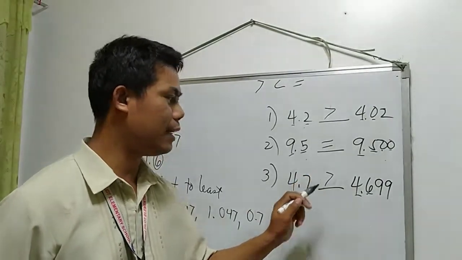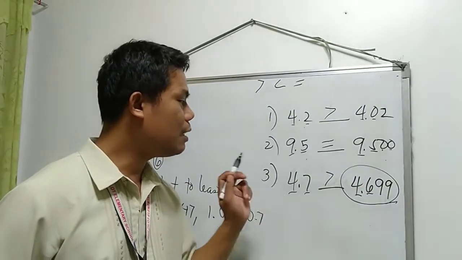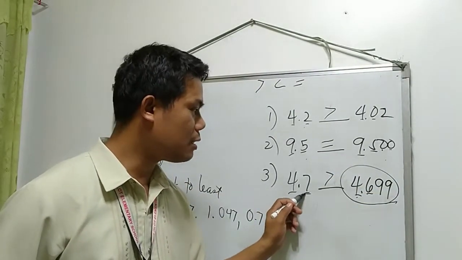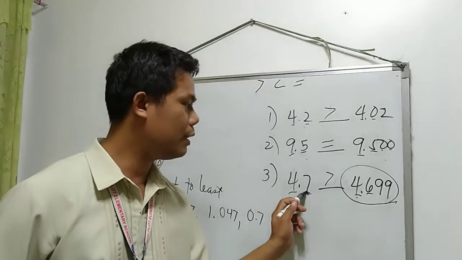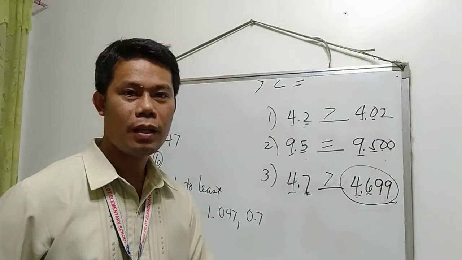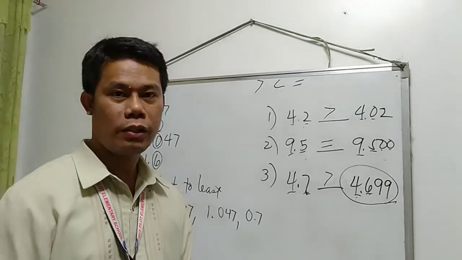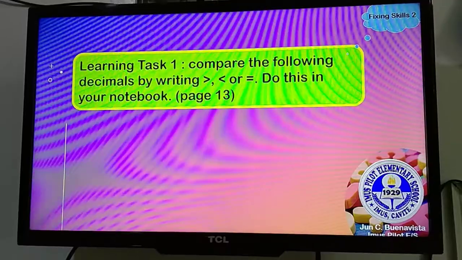Siya pa din ang malaki. Kahit maraming digits siya, malaki pa din siya, kasi we start from the whole number, then the tenths, malaki siya. Kasi 7. Ito ay 6 lamang. Okay? Any question? If there is none, it is now time for you to answer the following activity.